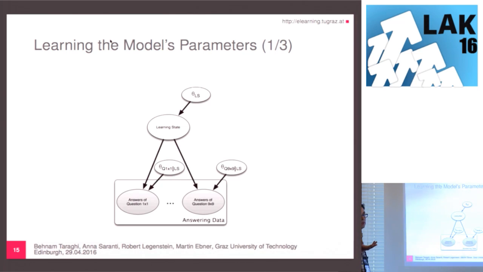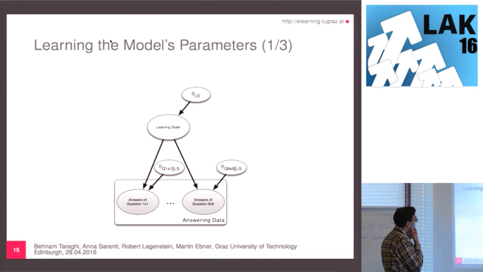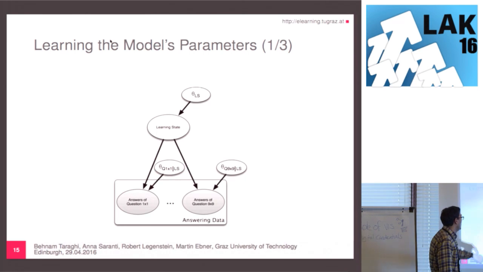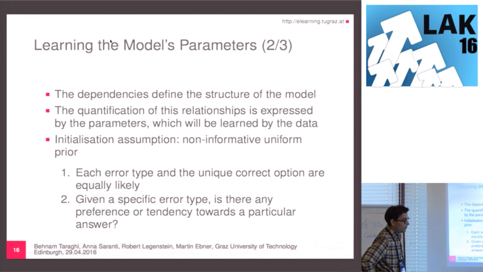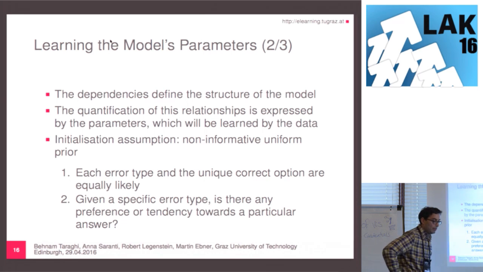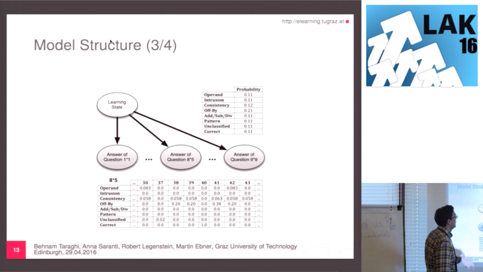In this case, because we have multivariate random variables, we have used the Dirichlet hyperparameters for the learning state and for each child node of the learning state. We have used uniform priors in this case because we have no prior information about the students, how they perform while solving the problems. So we've used non-informative uniform priors, which means that in the prior case, we have all equal probabilities at the beginning, the first step. Not only here, but also here, we have equal probabilities for the error types and also for the correct answer.